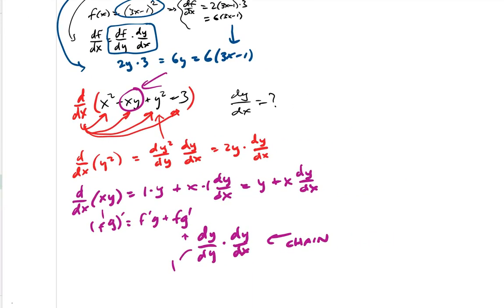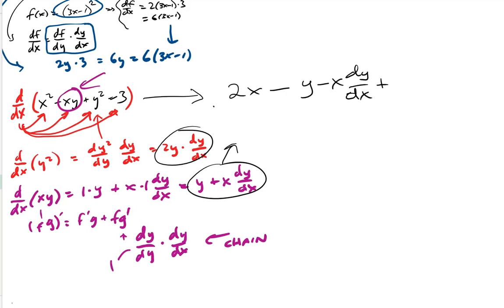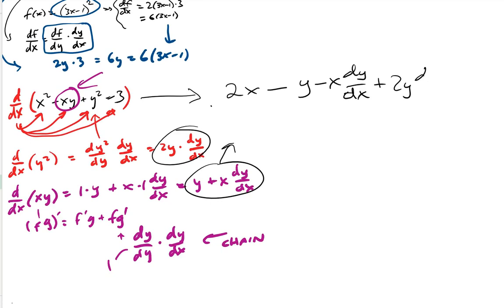So let's move on. So let's do it. We're going to take the derivative with respect to x. For every term, we get 2x minus, remember there's a minus out front, and then I'm going to rewrite this: minus y minus x dy/dx, and distribute the negative. And then plus, now y squared, the derivative of that is 2y dy/dx. And then the derivative of a 3 is just 0.